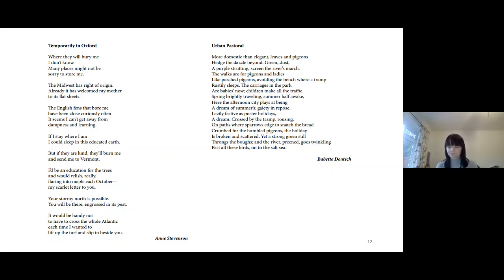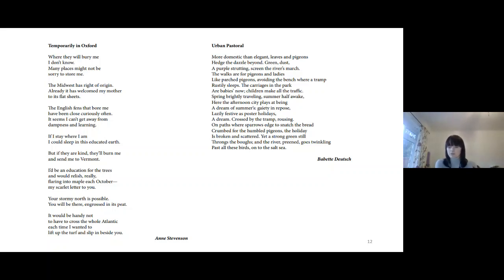Okay, so Temporarily in Oxford is just a female speaking to what we assume is a partner, contemplating her life after death. So what will happen to her? Where will she eventually end up? She's toying between being in Oxford, maybe going to Canada, and the Midwest where her mother was, and up north. So here there's this element of contemplation being presented.